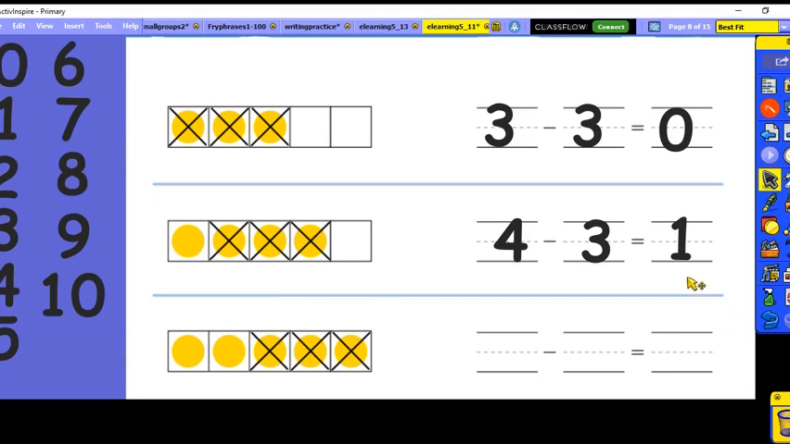Okay, here's our last one. 1, 2, 3, 4, 5. We're going to start with all the counters that we have. It's easy to see on a 5 frame that they're all filled up. 5, and we're taking away 3. 5 minus 3, and how many are left? 2. 5 minus 3 equals 2.